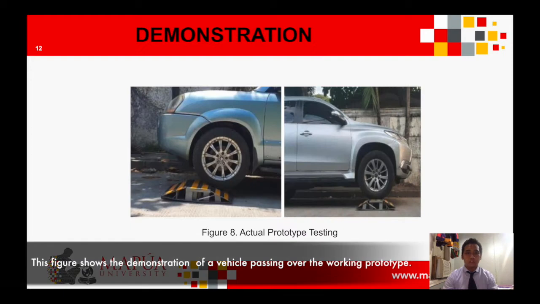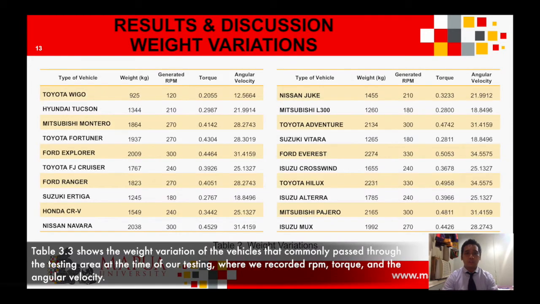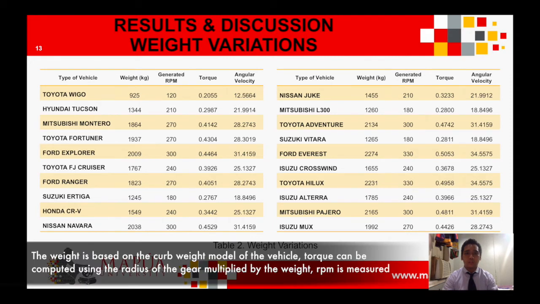This figure shows the demonstration of a vehicle passing over the working prototype. Table 3.3 shows the weight variation of the vehicles that commonly passed through the testing area at the time of their testing, where we recorded RPM, torque, and angular velocity. Weight is based on the curb weight model of the vehicle.